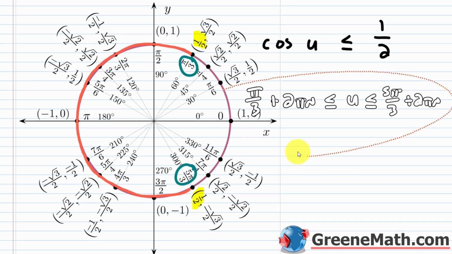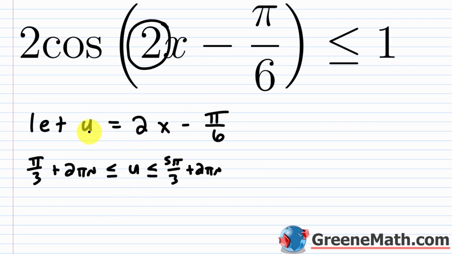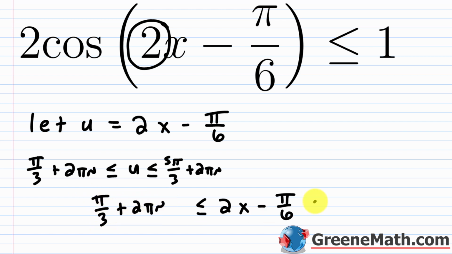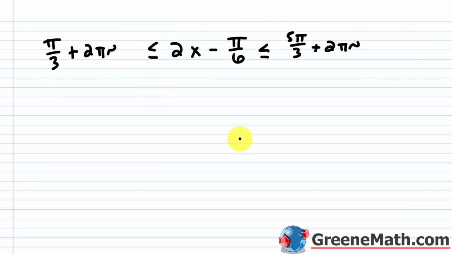Now let me go ahead and grab this real quick, and let's come back up here and paste this in. All right, so because we let u be equal to this, what we're going to do is make another substitution here. So basically, we have 2x minus pi over 6 in the middle, and this is greater than or equal to pi over 3 plus 2 pi n, and less than or equal to 5 pi over 3 plus 2 pi n. So now all we have to do is solve this for x, and we're good to go.